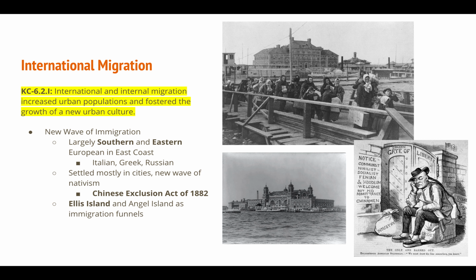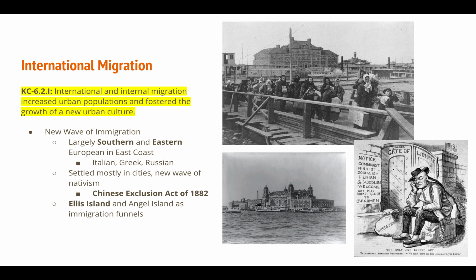So Italians, Greeks, and then Russians are mostly Jews who are escaping pogroms in Russia or Eastern Europe. They settled mostly in cities, and because they're all together in one place and there's a lot of them, they start to experience a new wave of nativism.